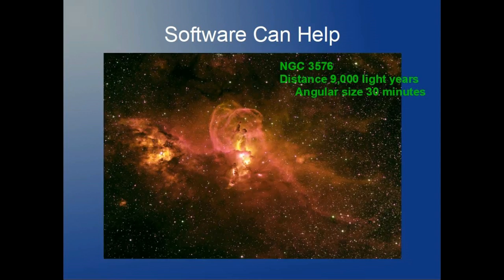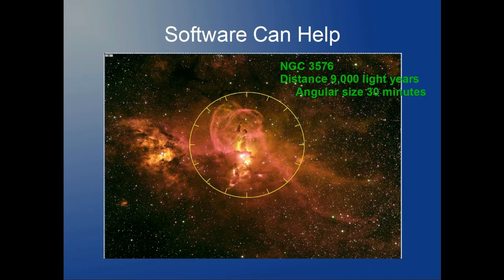Here's an image of the Statue of Liberty Nebula in the constellation of Carina in our southern skies. It lies some 9,000 light years distant. We want to determine the size of the statue, including the smoky flames arcing around and above it, and we're told that they measure 30 arc minutes of sky. Like this, about the size of the full moon in the sky.